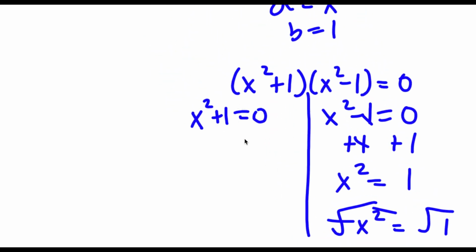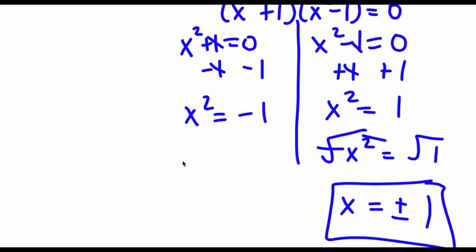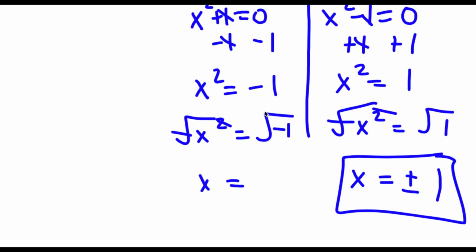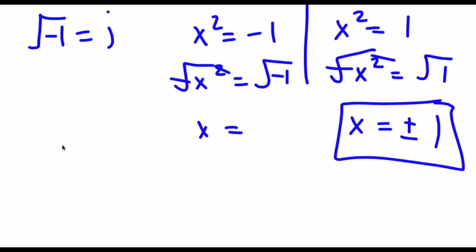Now for x squared plus 1 equals 0, I'm going to subtract 1 on both sides. So now I have x squared is equal to negative 1. Now if I take the square root on both sides, these two cancel out, and I'm left with x is equal to, well, the square root of negative 1, this is actually equal to i. So now I have x is equal to i.